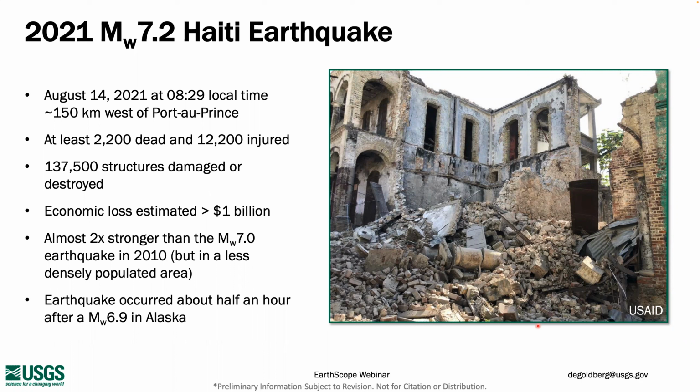If you're not an earthquake seismologist, keep in mind that a magnitude 7.2 earthquake is nearly 2 times stronger in energy release than the magnitude 7.0 earthquake from 2010, but of course this occurred in a much less densely populated area than the one in 2010, which is perhaps why it didn't receive the same sort of coverage.